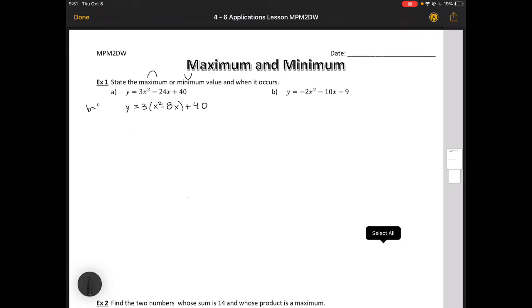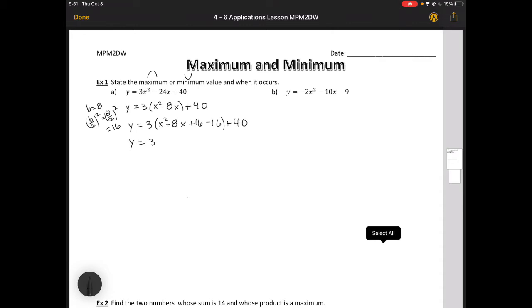And then I'm going to take my b value, divide by 2, and square it. So I've got 8 divided by 2 and squared, which is going to be 16, which is going to give me the value that I need to complete my perfect square.